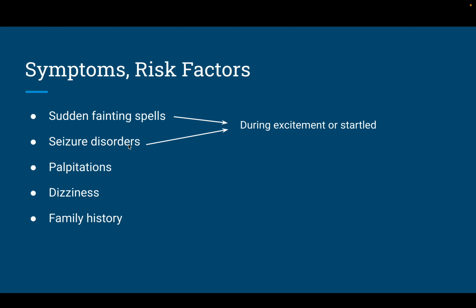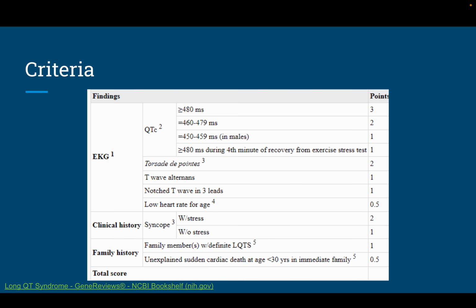Feeling palpitations, that is another symptom, or having palpitations rather. Dizziness and a family history. The family history is more of a risk factor of having it. So if you have a family history of prolonged QT or early sudden cardiac arrest, we're going to be suspicious that you might have a prolonged QT syndrome. But yep, dizziness, palpitations, and then just remember that during excitement or being startled, sudden fainting spells and seizure disorders, which is kind of what we saw in our case study.